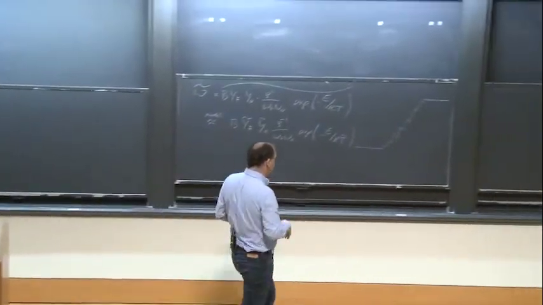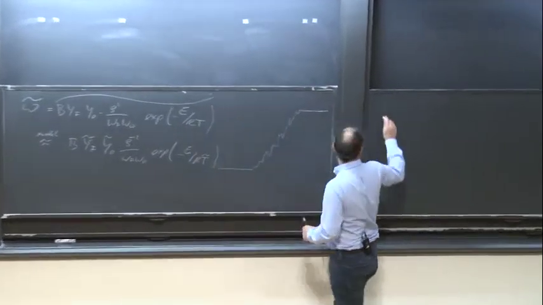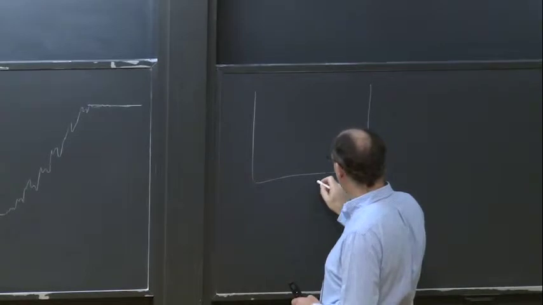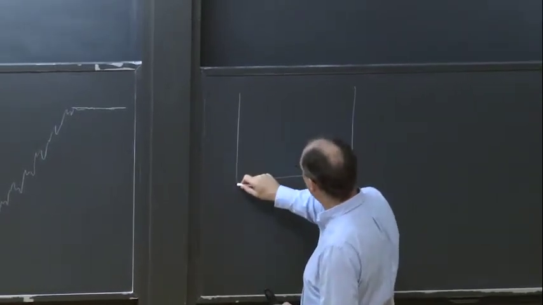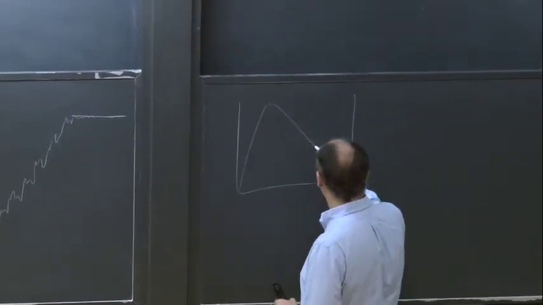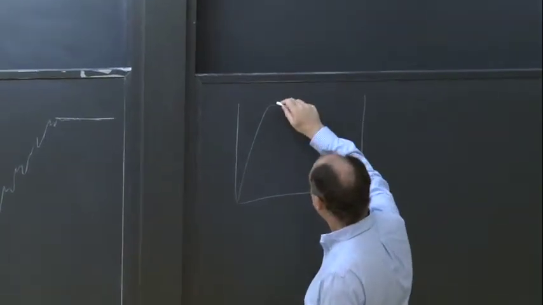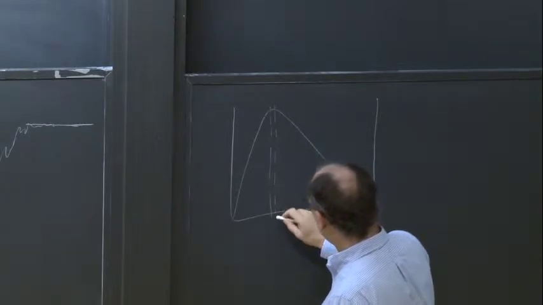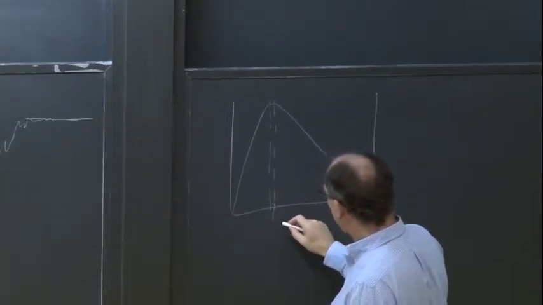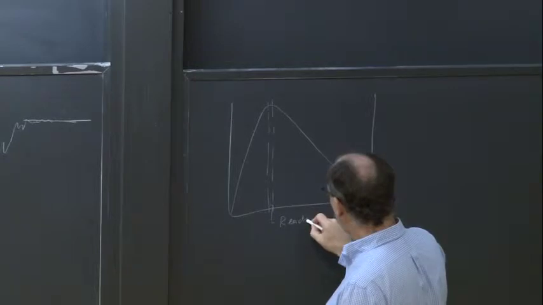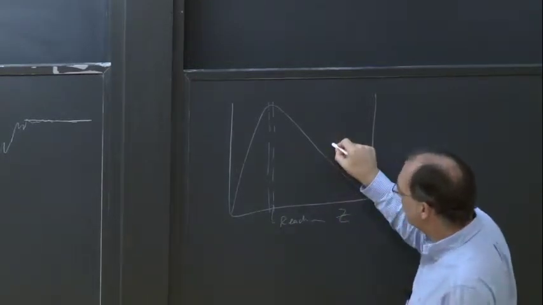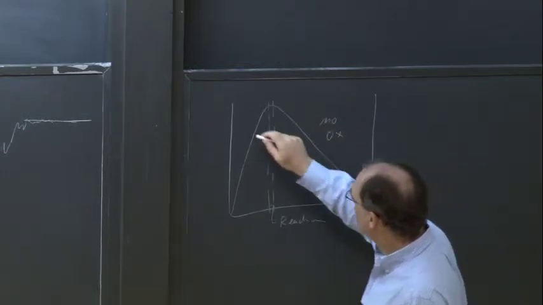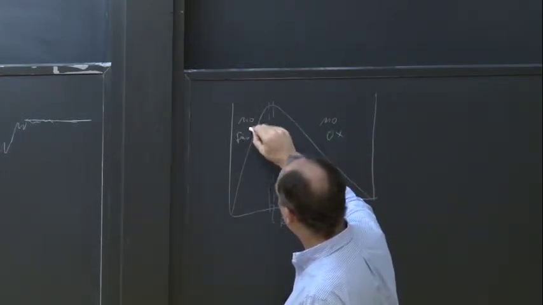Let me just draw it. So if I look at, let's say the Burke-Schumann solution, or something close to the Burke-Schumann solution, then this would be the product mass fraction. And chemistry essentially happens here in the thin region. So this is where the reaction zone is. And here I have no oxidizer, and here I have no fuel. Okay?